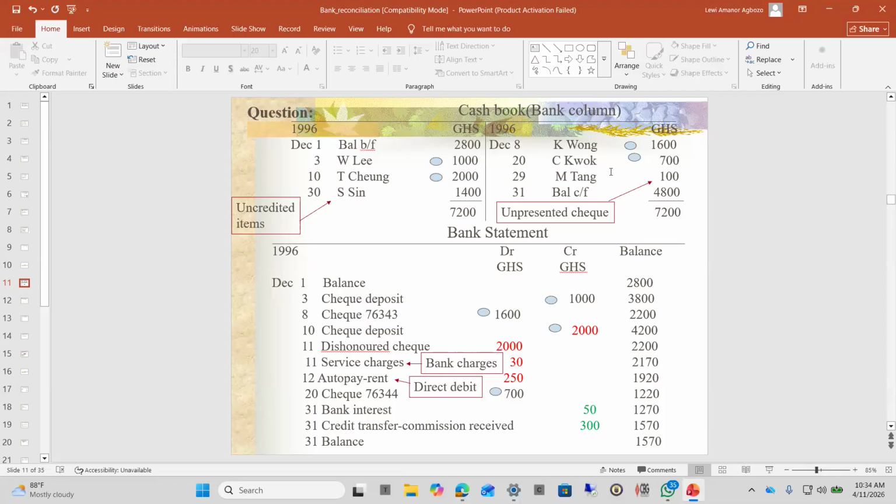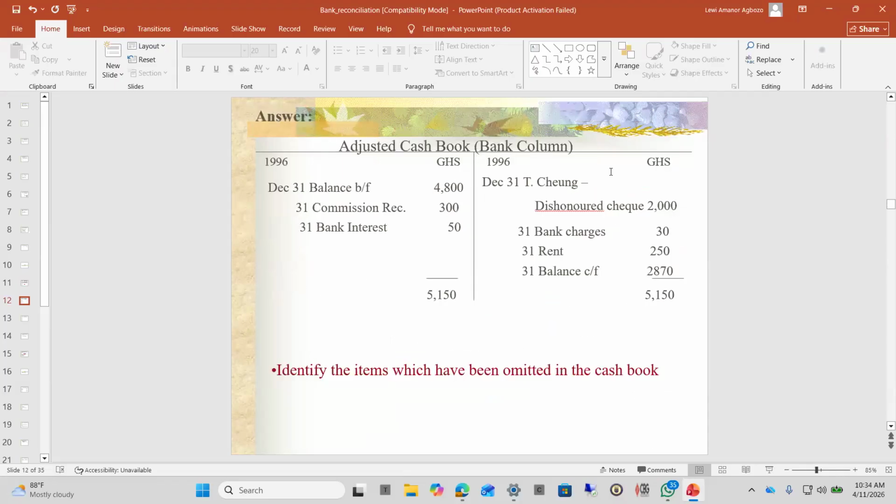Assuming we have the person's account again, then the person's account will also be debited, to show that what he's owing us, he did not pay. Are you all right now? Good. So you come to your adjusted cash book and then you credit it with the dishonored check.